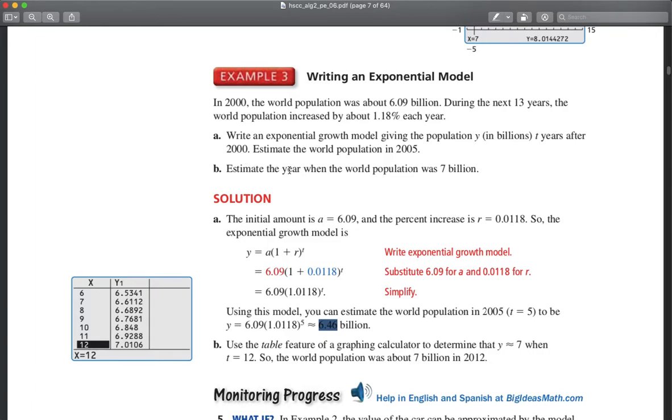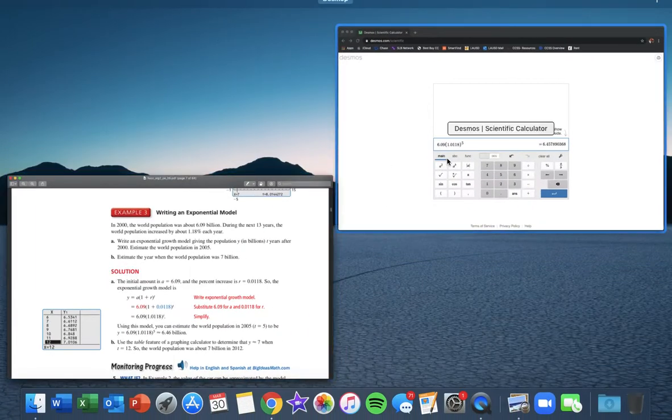So when you're solving for t, now it would be a good case to actually plug these into the Desmos graphing calculator. So we want to know when y equals 7 billion. So what we're going to do is plug in our model, y equals 6.09 times the quantity 1.0118 to the power of t, and right next to it, we're also going to plug in y equals 7 billion. So now let's go back to Desmos.